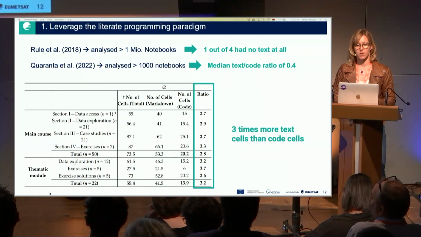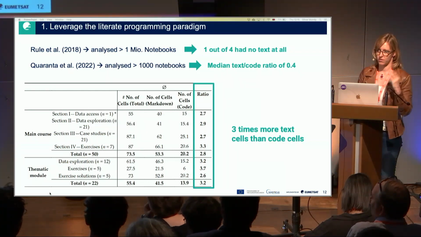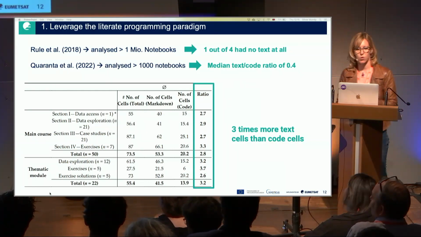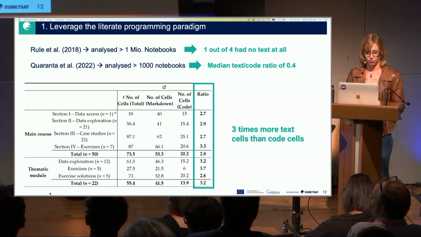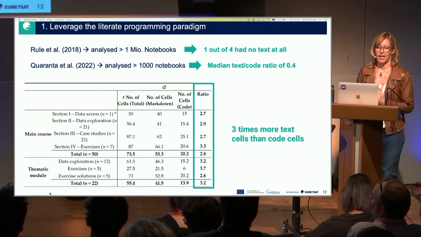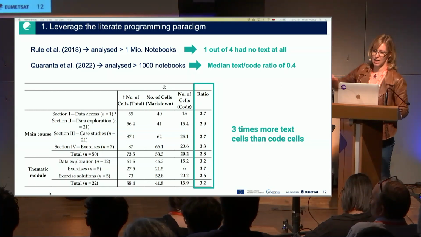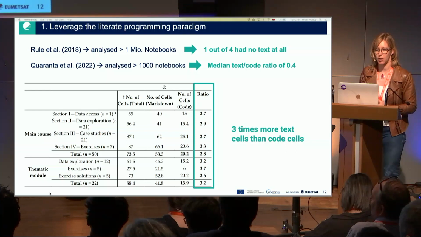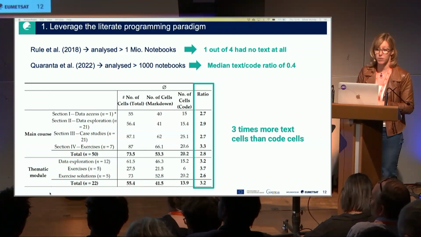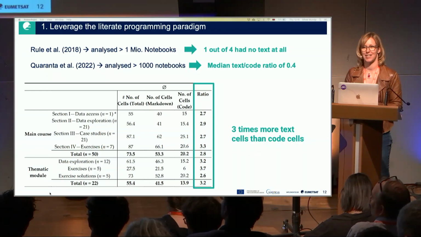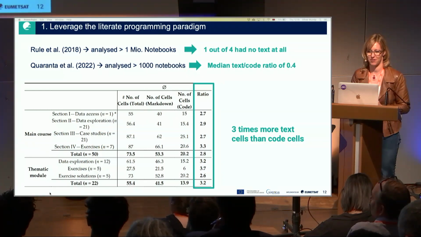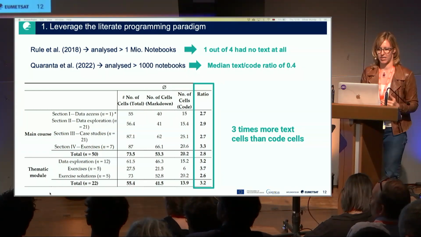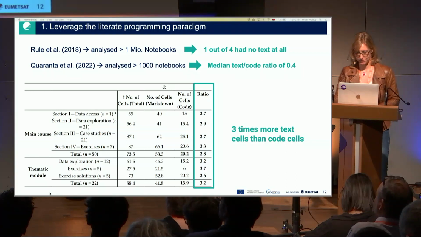And so this was the motivation for us to use our 70 notebooks from our training and also analyze the text-code ratio. You see this in this table in a bit more detail for each module, but on average, the notebooks we developed, and which we believe follow at least an educational and literate programming paradigm, have around 3 times more text cells than code cells.